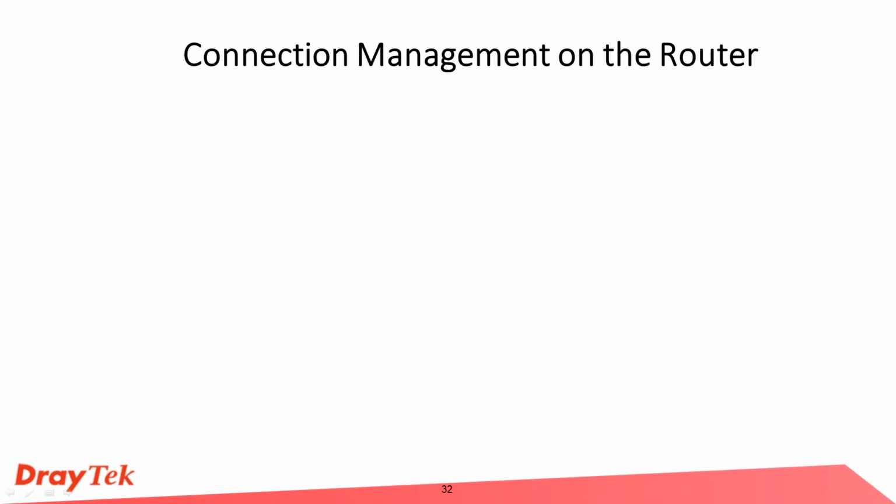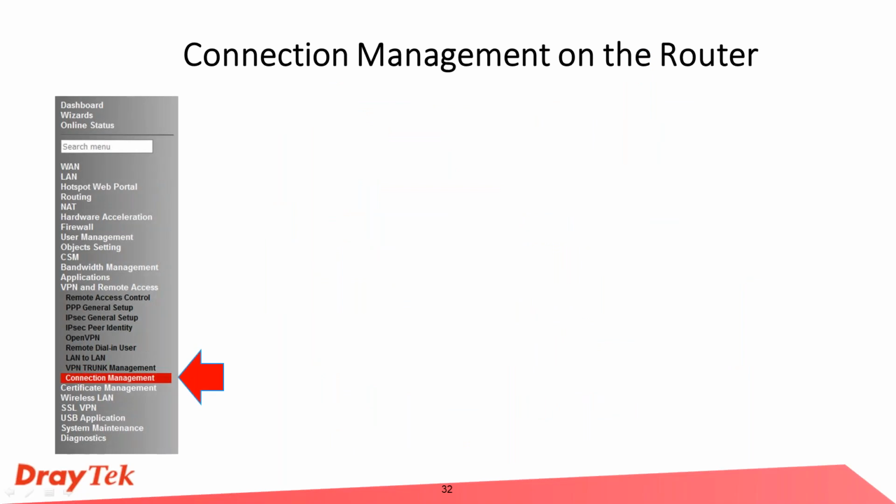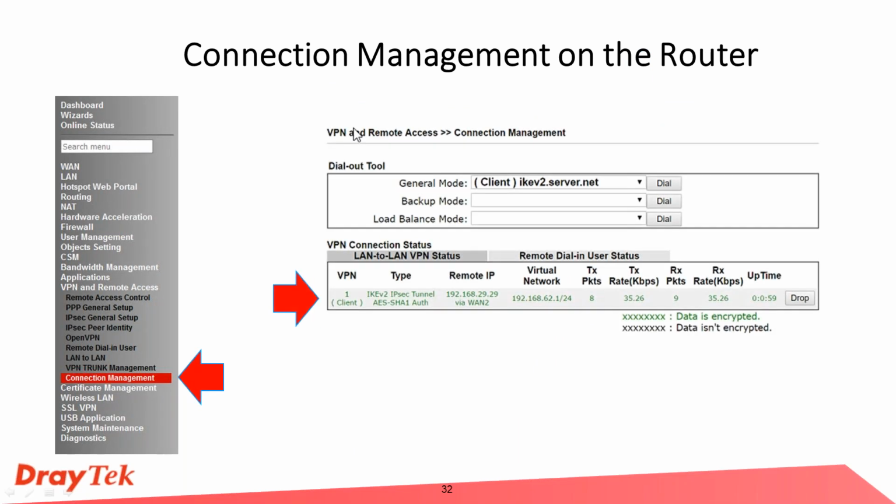And hopefully, if everything is correct, you can check to see if your VPN is up by going into connection management. And what you should see here is a green connection information there that then shows you that your VPN is up. Green means that it's encrypted.